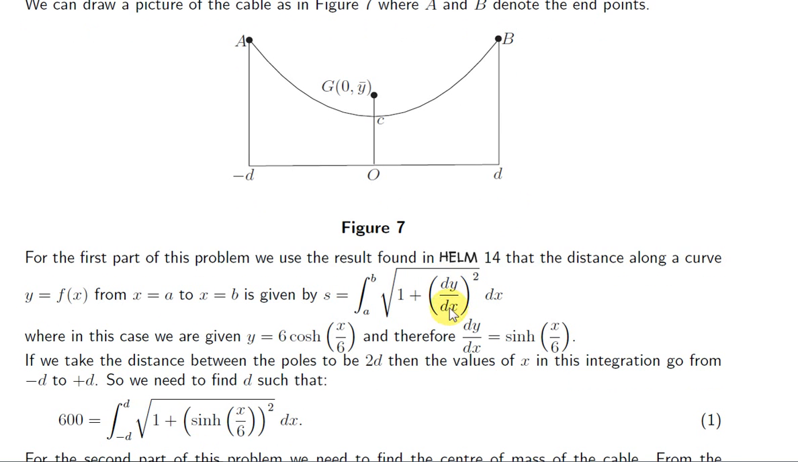We need to find dy dx for this curve. So here's y, so we differentiate this. Well, the derivative of the hyperbolic cos function is hyperbolic sine. And by the chain rule we have 1/6 from the derivative of the argument. So 1/6 by 6 gives us 1 here in front. So we need to plug this in for dy dx and integrate from minus d to d. We have to find d, but at least we know the result is going to be 600.